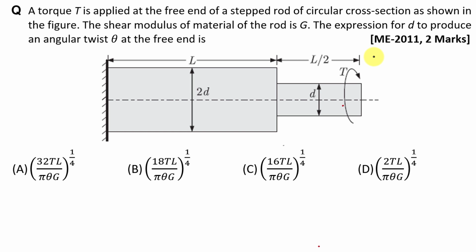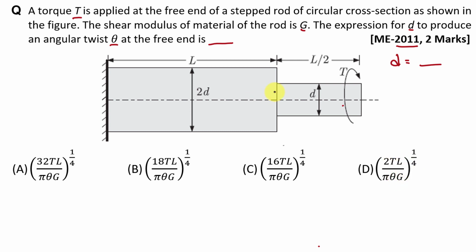Fine. The next question is from the year 2011. A torque T is applied at the free end of a stepped rod of circular cross section as shown in the figure. The shear modulus of the material of the rod is G. The expression for D to produce the angular twist theta at the free end is dash. Means here we have to find the diameter in terms of T, L, theta and G.